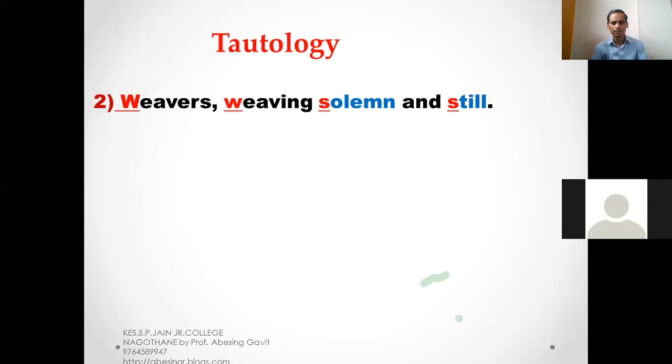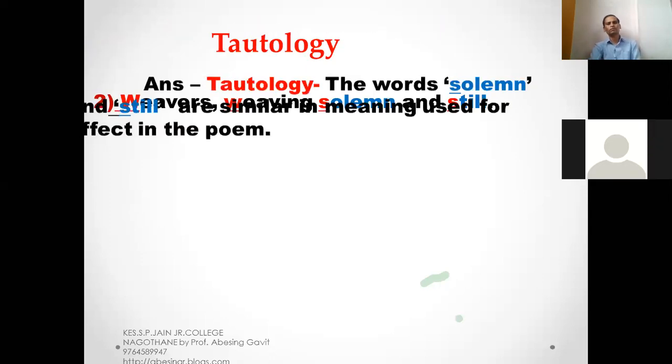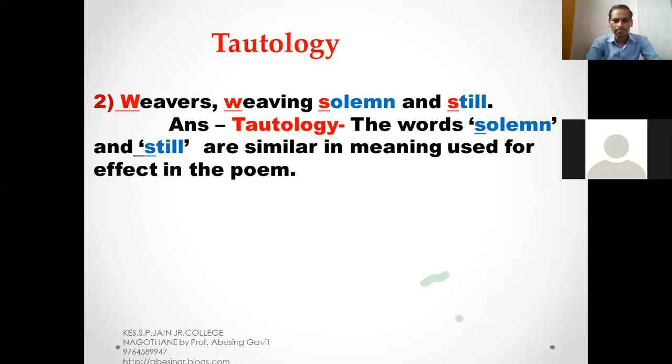Now here is tautology. So what do you mean by tautology? Here we were swimming so-am and still. Tautology: the words 'so-am' and 'still' are similar in meaning, used for effect in the poem. So when similar words are used in a sentence, that is called tautology.